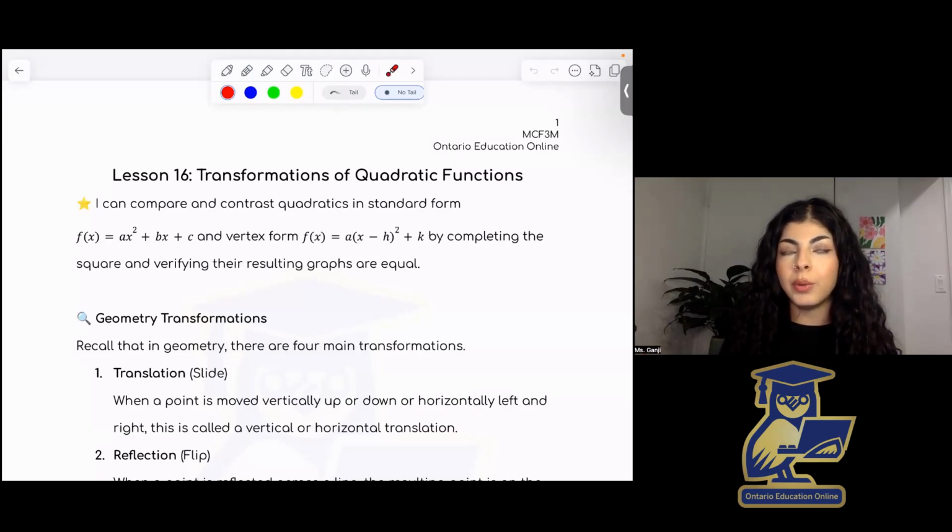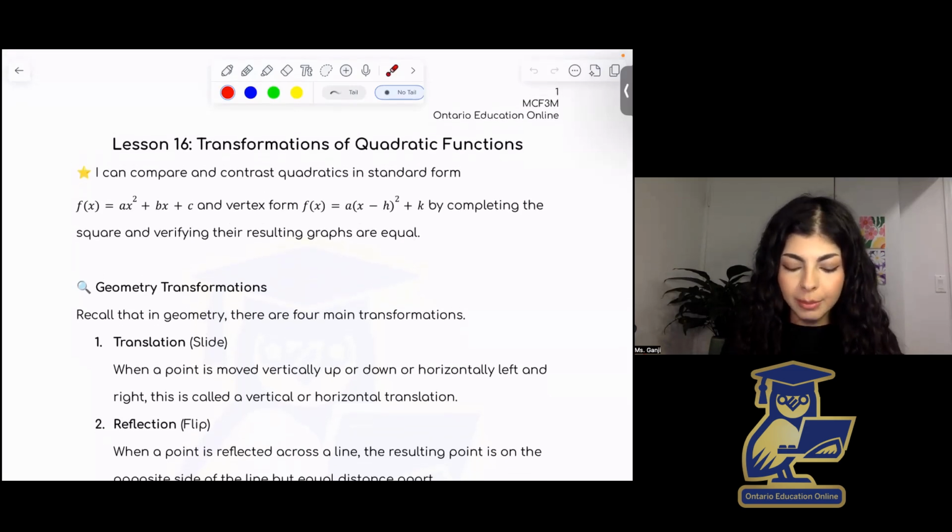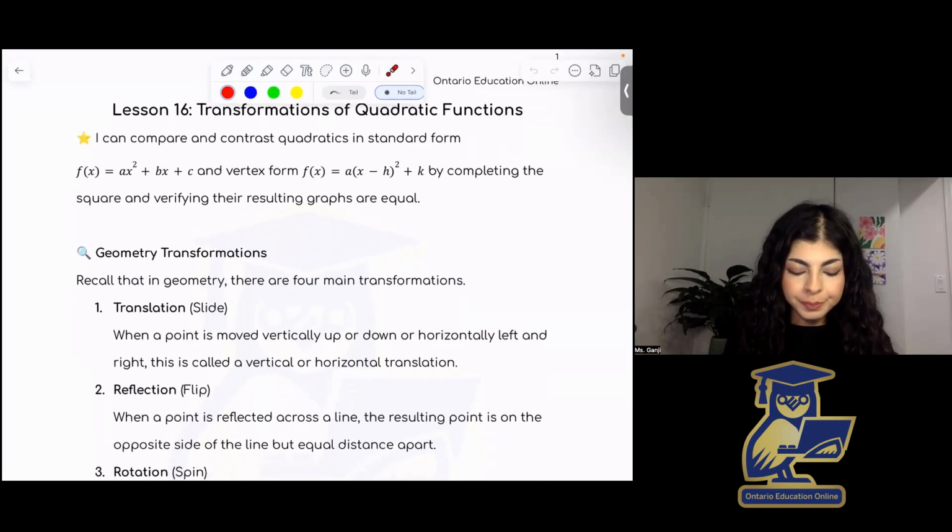You've seen them when working with linear functions, as well as earlier in middle school, you might have seen them with different points. So now we're going to be applying these concepts to quadratic functions. So to do that, we're just going to review what each of those are, and then you can get started on your assignment, which is attached to the lesson.